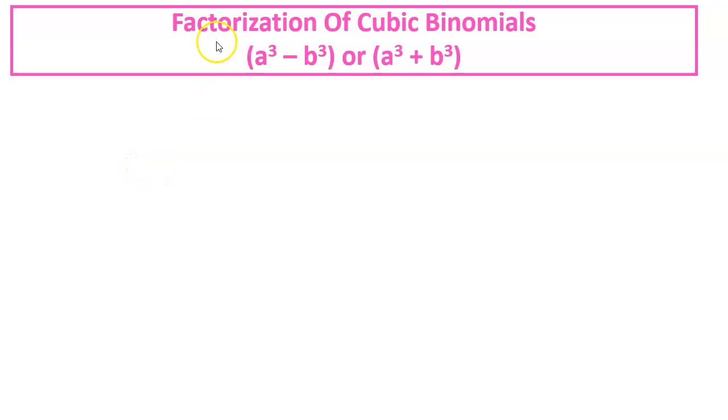Our today's topic is the factorization of cubic binomials. It will be of the form either a to the power of 3 minus b to the power of 3 or a to the power of 3 plus b to the power of 3.